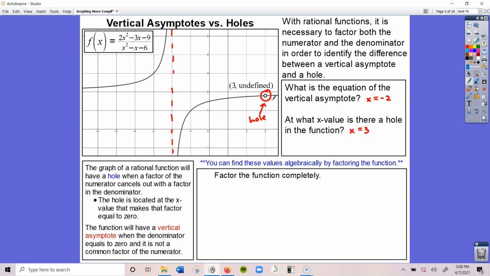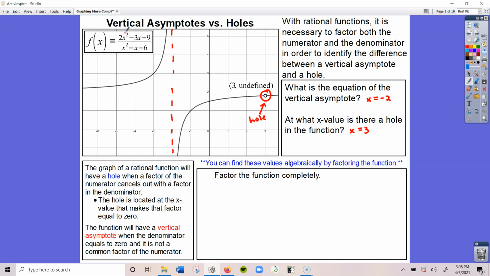Now, how do we find a hole? If I didn't have this graph, we would have to use the equation. How we find whether we have a hole or a vertical asymptote is we have to factor both the numerator and the denominator completely. So let's start off with that. We have in the numerator 2x squared minus 3x minus 9. So let's focus on factoring the numerator first.